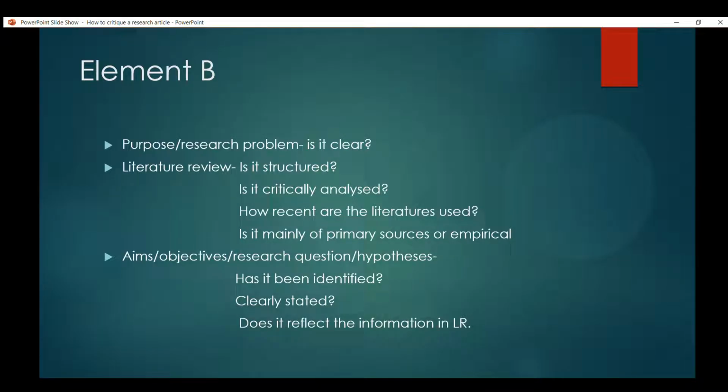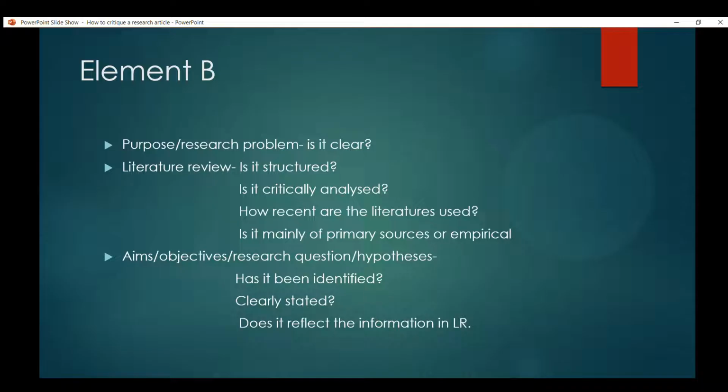the hypothesis, which leads me to the next point, which is the aim, the objective, the hypothesis, and the research questions. That means, were they clearly identified? Were they clearly stated? Does it reflect the information from the literature review? Because you can't have a hypothesis. The hypothesis is always based on all the literature you have put together, because you have identified a problem, you have put up literature to back it up, and then you have been able to generate a hypothesis from that literature. So you can see how it follows each other.